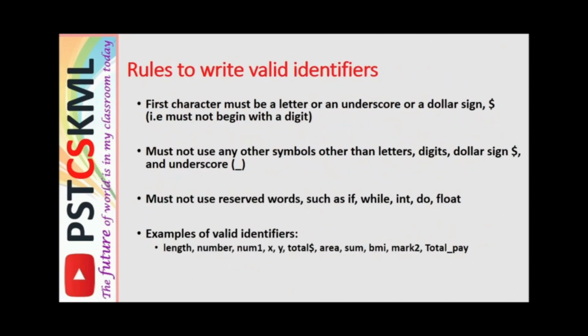Okay, rules to write valid identifiers. First, the first character must be a letter, an underscore, or a $ sign. It must not begin with a digit. We must not use any symbols other than letters, digits, $ sign, and underscore. We must not use reserved words such as if, while, int, do, float. Examples of valid identifiers: length, number, num1, x, y, total$, area, sum, BMI, mark2, total_pay.